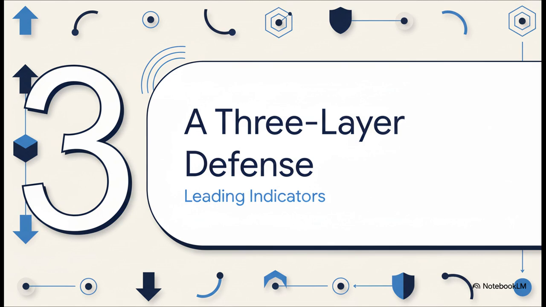How do we fight back? Well, we can't stop drift from happening, but we can build a smart defense to detect it early and respond effectively. And that requires moving from just confirming a problem after the fact to actively predicting it's about to happen.